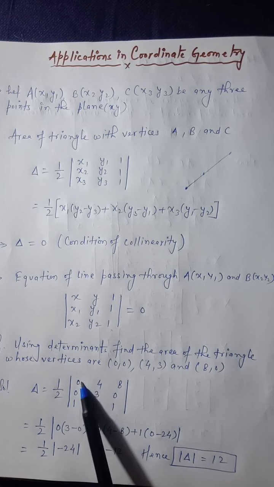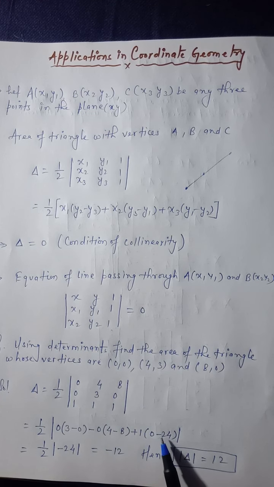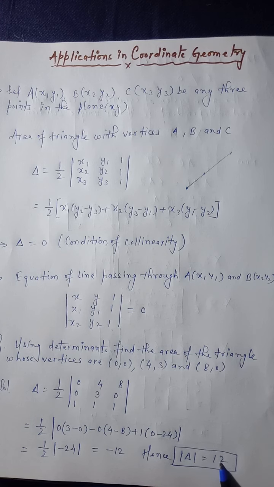This row is deleted, this column is deleted. 4 into 0 minus 8 into 3, which is minus 24. And note one thing, this is half of the determinant of minus 24. This is not mod, this is determinant, so the determinant will be minus 12, but the area cannot be negative, therefore now we will take the modulus or absolute value, which is 12.